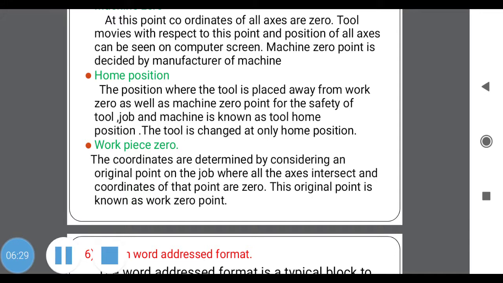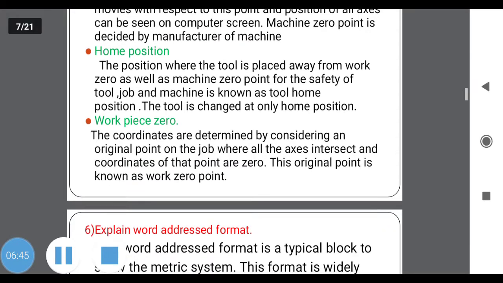Second one is the home position. Home position means the tool is placed away from the work 0 as well as the machine 0 point, for the safety of the tool as well as the job. That is the home position. The tool is changed only at the home position.